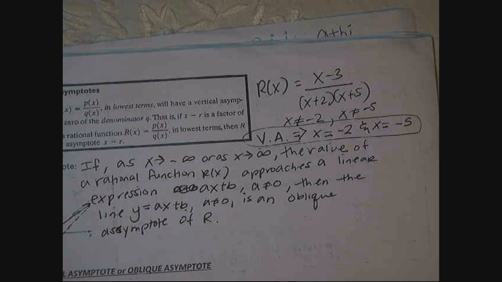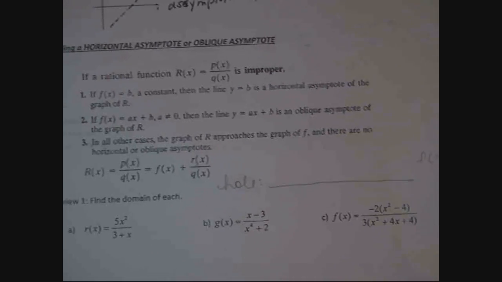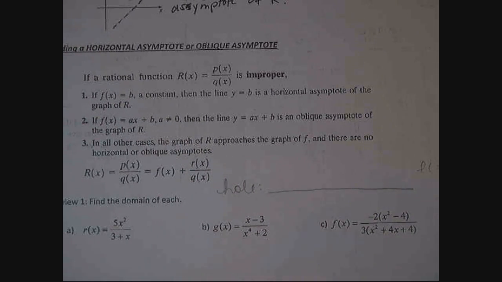Let's move on to talk about horizontal and oblique asymptotes. If we move lower, we see this information here about finding horizontal or oblique asymptotes. You have either one or the other, and there are a couple of cases. If a rational function r of x equals p of x over q of x is improper, let's think about what improper means.